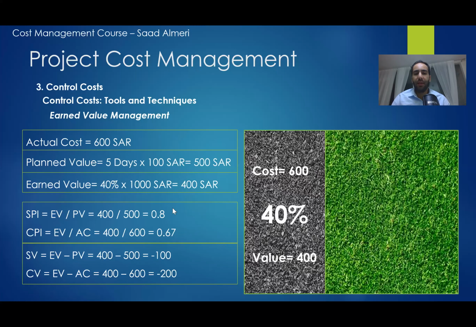From these indicators we know that the SPI is lower than 1, it means that we are behind schedule. The CPI is lower than 1, that means we are over budget. So we are over budget and behind schedule, and this is also represented here by the SV and CV. So this is the status of the project after 5 days.